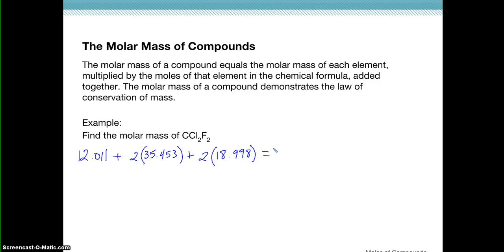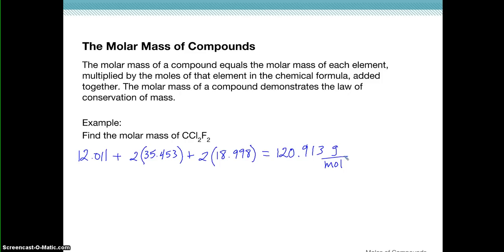Now, molar masses are not measurements, they're conversion factors. So when you add them all up, you want to keep all the decimals that you have. We're not going to round our molar masses, we're going to use exactly what comes from the periodic table. So we add them all up and we get 120.913 grams per mole. Now, just like when we were working with the elements, the molar mass is now a conversion factor that we can use for this particular compound.